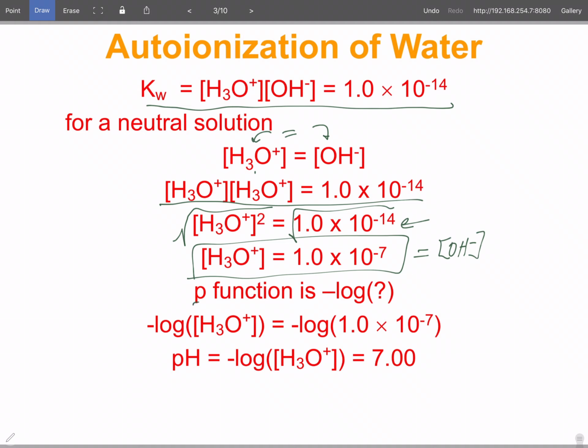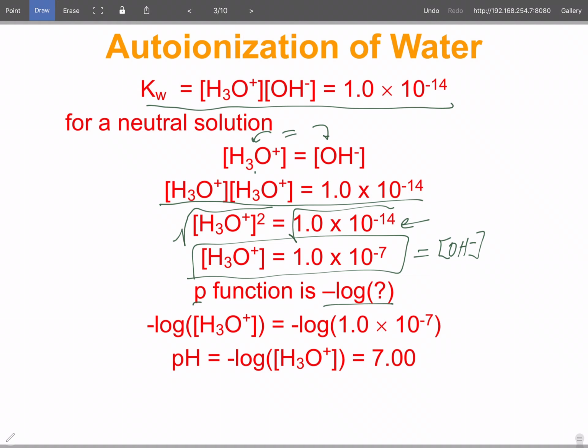So then we're going to take the P function. Now, the P function is the negative log of whatever. It's like taking a percent. When you know that you're taking a percent, you're going to multiply it by 100. Okay, we did parts per million, parts per billion, and parts per trillion. It's no different, except the P function is the negative log function.